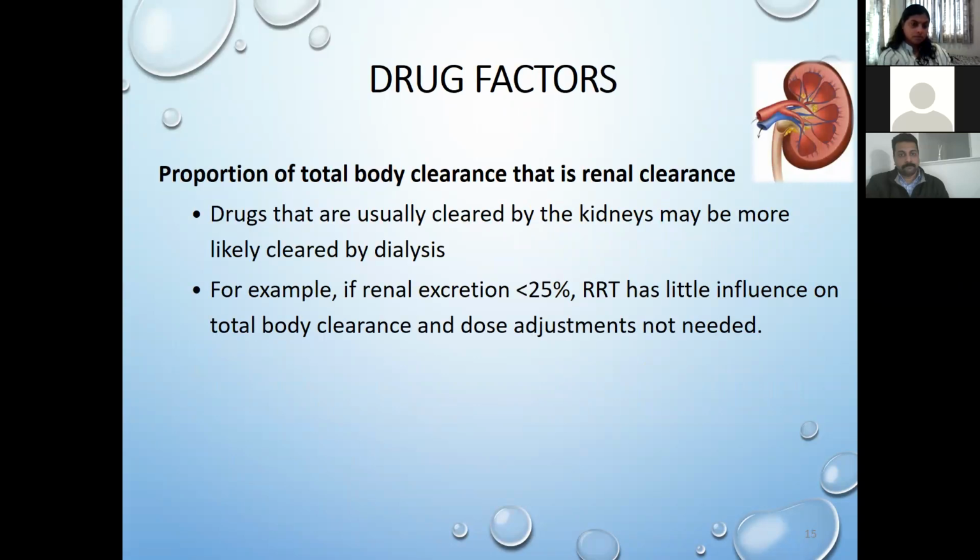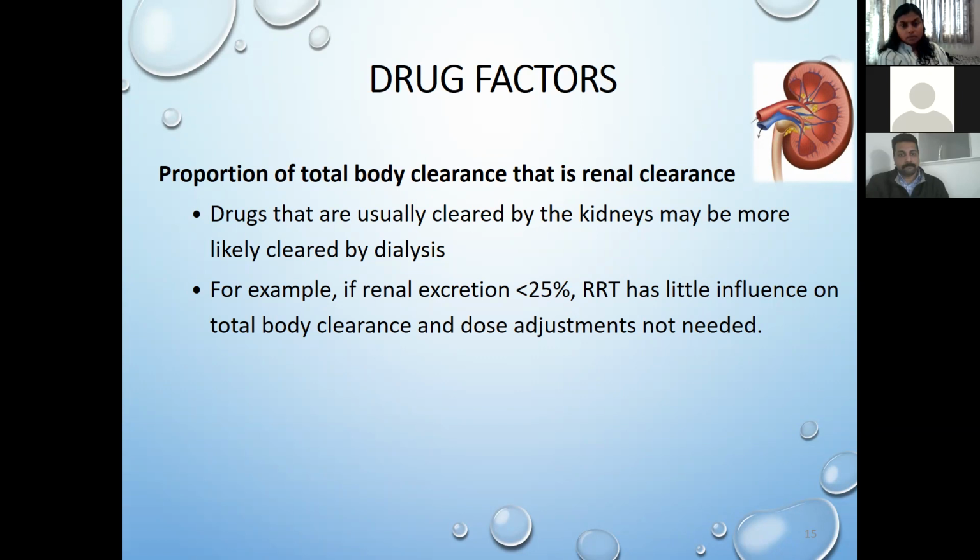All right, so drug factors. Another drug factor is how much of total body clearance is renal clearance of this medicine. So drugs that are usually cleared by the kidneys are more likely to be cleared by dialysis as well. For example, if renal excretion is less than 25%, dialysis probably has little influence on the total body clearance, and then dose adjustments for dialysis may not be needed so much.